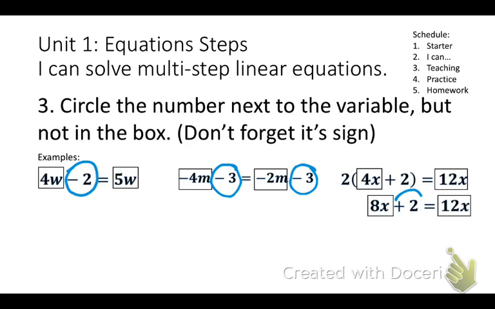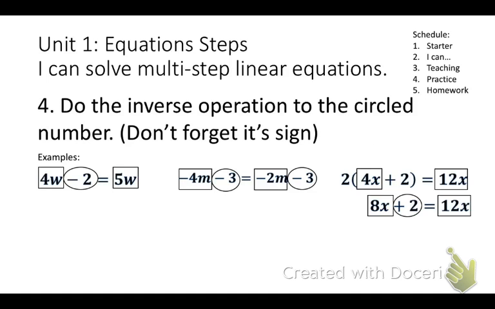Alright, you should have circled just that +2. Now, in our steps, our next direction was to do the inverse operation to the number. Remember, we're trying to move things around. On this first one, am I going to move the 2 at all? No, I'm moving the 4. Am I moving the 5? No. So I'm moving the 4.